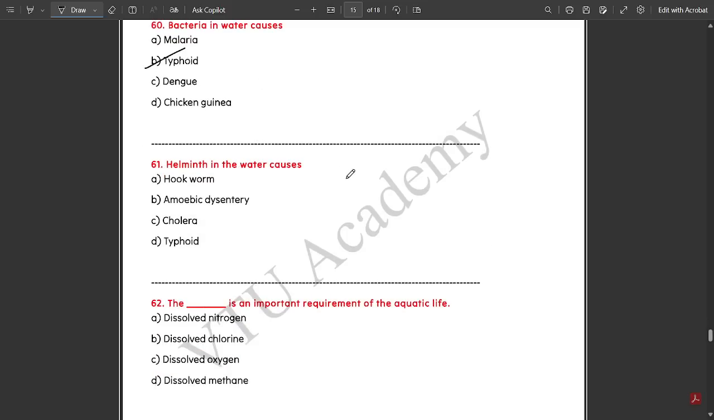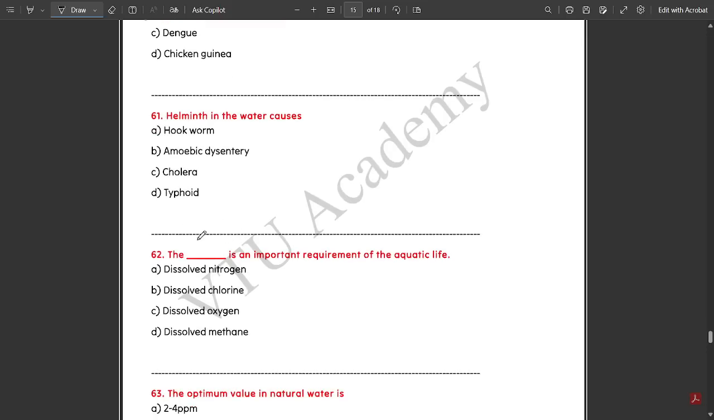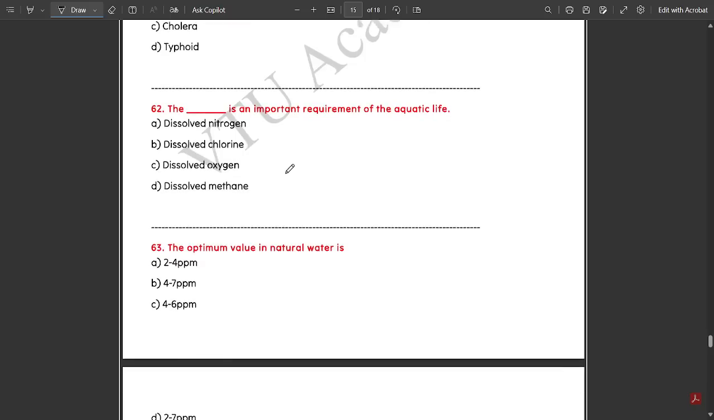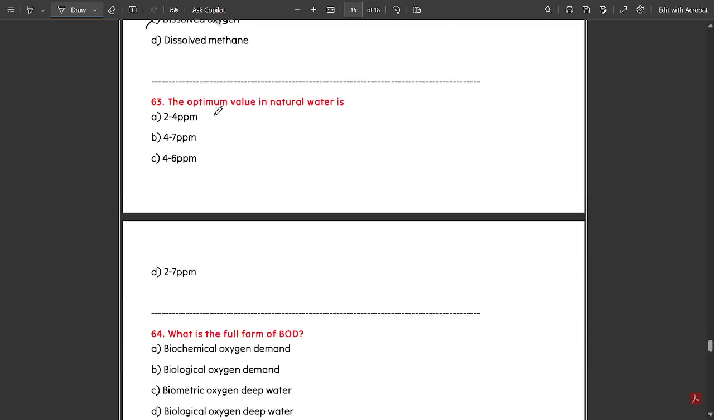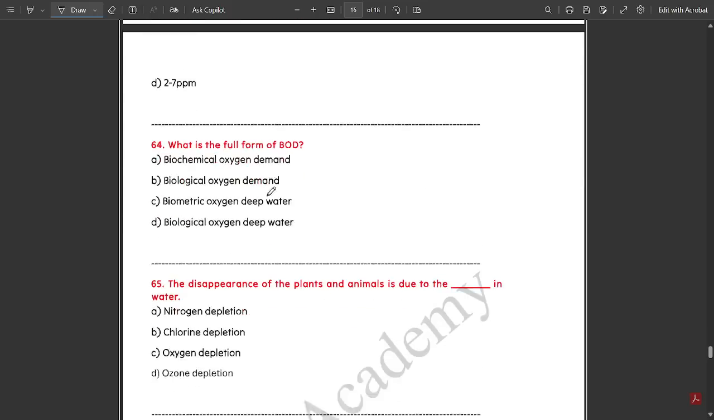Helminth in the water would be causing hookworm. The dash is an important requirement of the aquatic life. The answer is dissolved oxygen. The optimum value in natural water is dash. The optimum value is 4 to 6 parts per million.